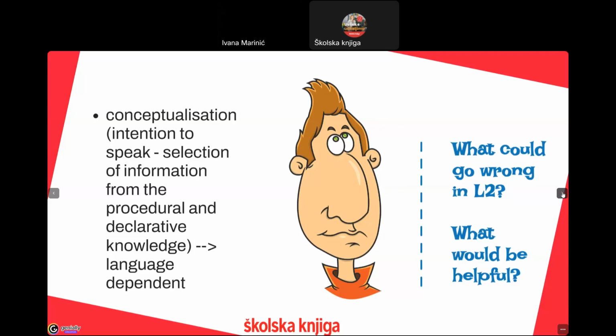So all the things that I know about something, whereas procedural knowledge is the knowledge that we could compare to riding a bike, where you just do something. It's this functional actual knowledge that we have. What could go wrong in L2 during this phase? This is very important, because this is where sometimes our students get stuck. They don't know what to say.